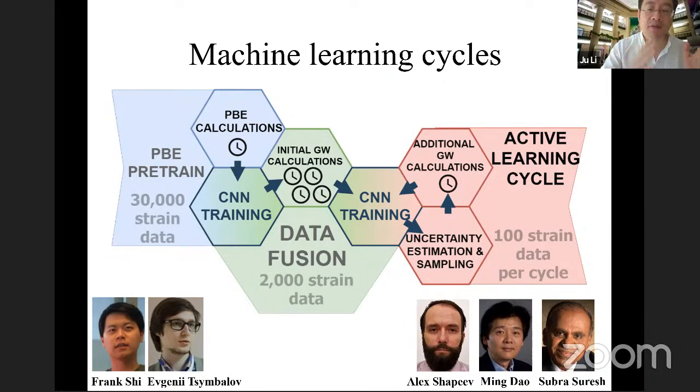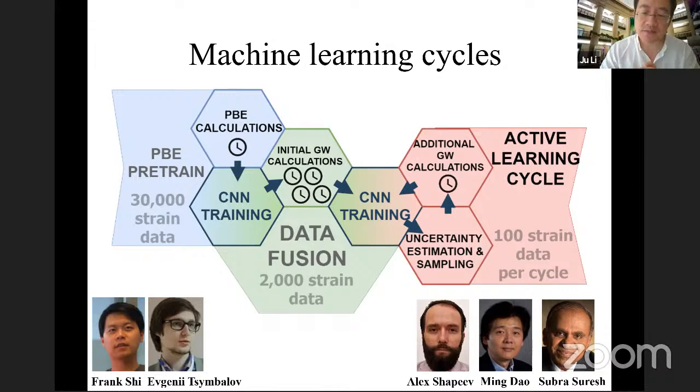So, you cannot attack this problem by brute force because band structure depends on K, the wave vector, so that's three-dimensional, and then strain is six-dimensional. So right away you have nine dimensions. If in each dimension you have 20 mesh points, and you just attack this problem by a tabulation approach, you cannot even store this kind of data.